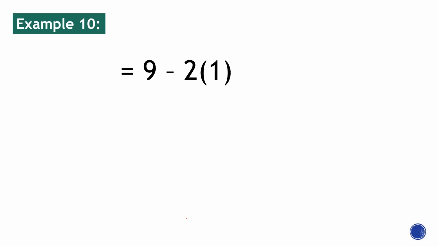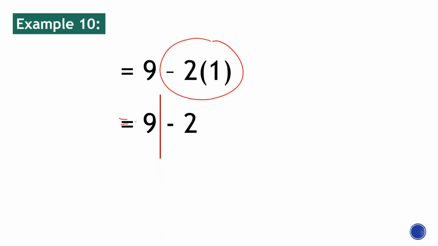Let's go to the next example. 9 minus 2 times 1. For this one, don't subtract 2 from 9. You've got to solve this first, okay? Let's solve that first. That would be negative 2, because negative 2 times 1 is negative 2. So 9 minus 2, that's 9 and negative 2, and that is equal to positive 7.